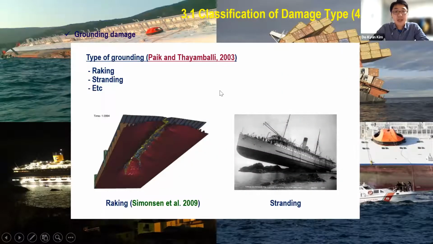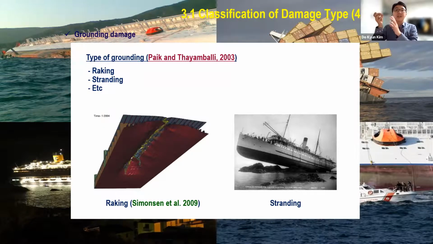There are several types of grounding, but this is the typical shape of the raking damage, which means that this is our vessel and it is continuously moving from here to there, and the rock is here. So this will be scratched. So raking damage is assumed like the left-hand side here, and the stranding case is like that, where the water level is reduced so that the vessel will be on the rock. So this is the stranding damage. But in this study, we want to discuss the raking damage only.